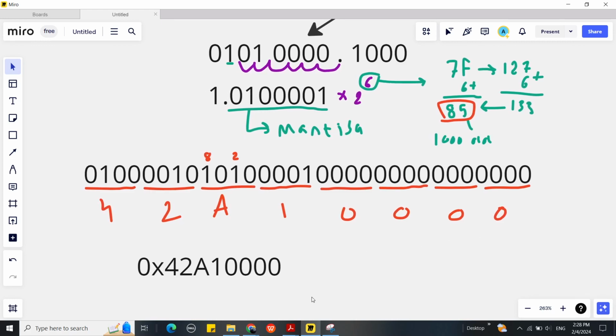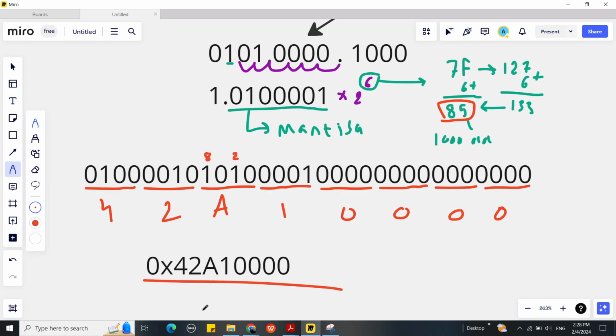And yep, this is how to change 80.5 from normal decimal to single precision. And now I want to make the opposite of this one, showing what the number is. This is our machine code, and I want to show it as a single precision number, as a decimal number. So I'm just going to do it right now.